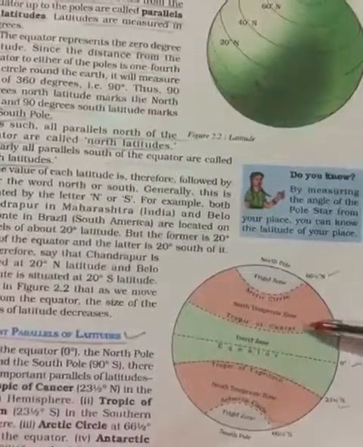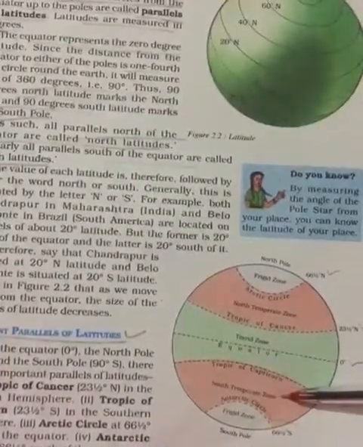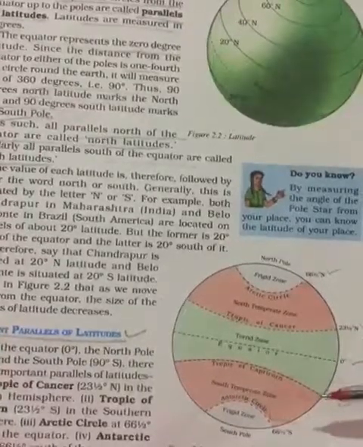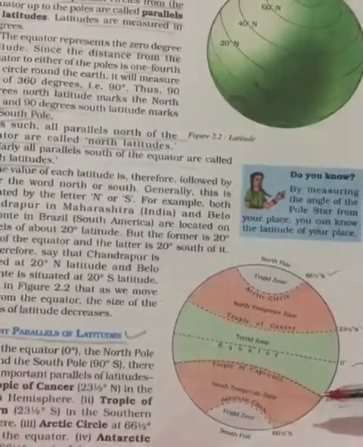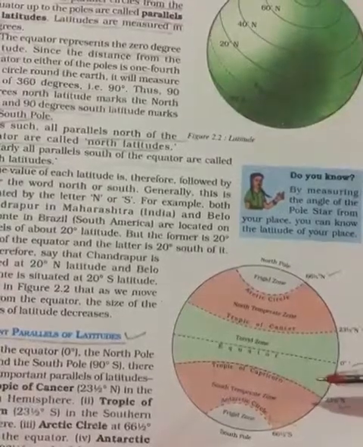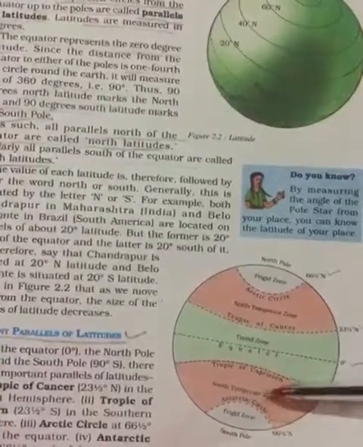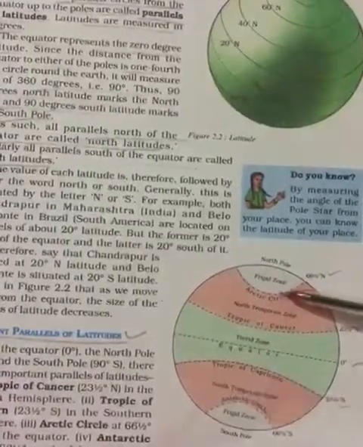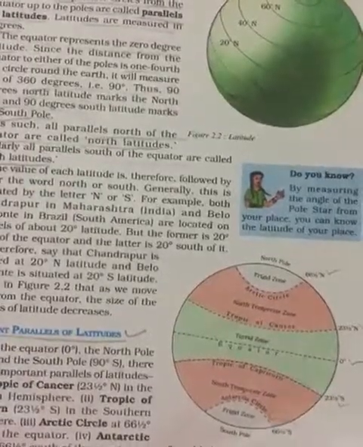Next is the temperate zone. This is a temperate zone, this one and this one. This region is neither hot nor very cold. It lies between the torrid zone and the frigid zone in both of the hemispheres. This is called the hemisphere on both sides.